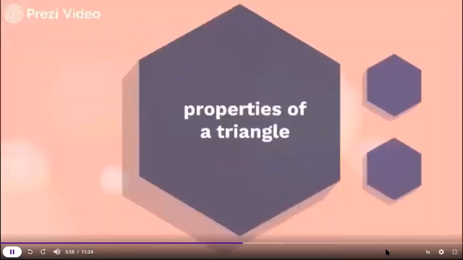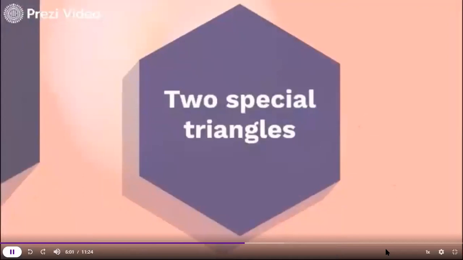There are two special triangles. As we know, the two special triangles are the equilateral triangle and the isosceles triangle. A triangle with sides of equal length is called an equilateral triangle. The properties of equilateral triangles are: all sides are equal in length, AB is equal to BC, BC is equal to CA. An equilateral triangle is also equiangular and each angle measures 60 degrees. Angle A is equal to angle B, angle B is equal to angle C.